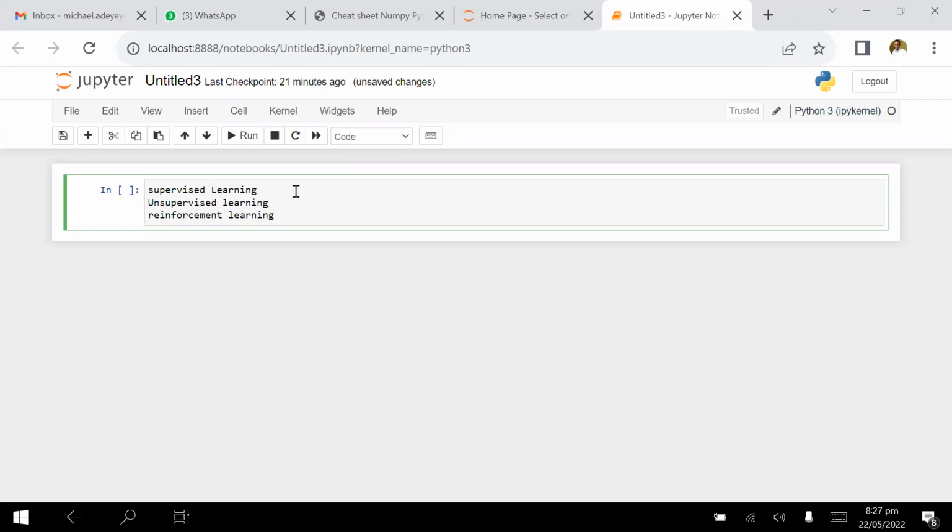So supervised learning, as I said, is when your machine is learning from structured data, we call that supervised learning. So that is from data that has rows.